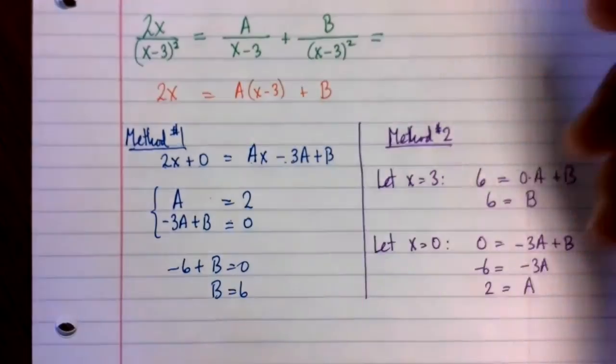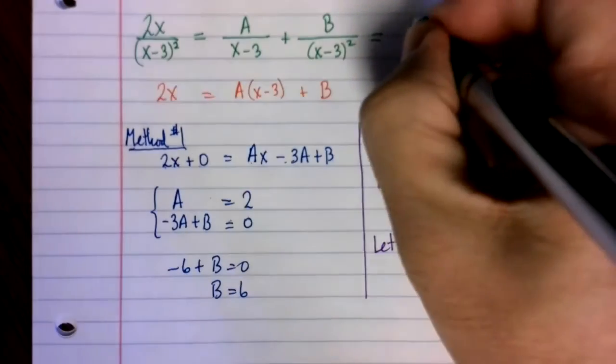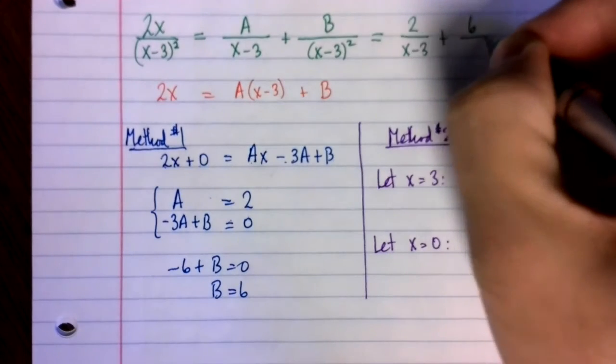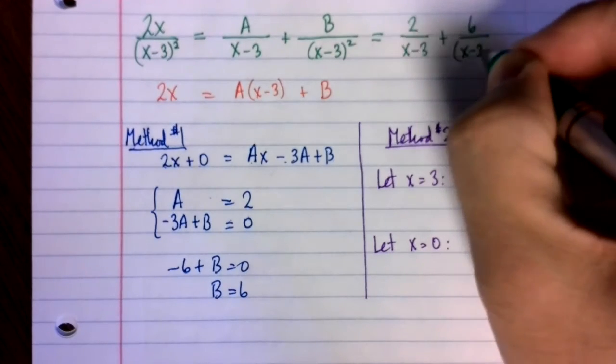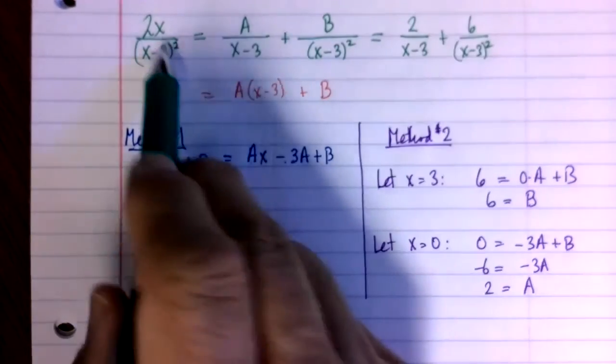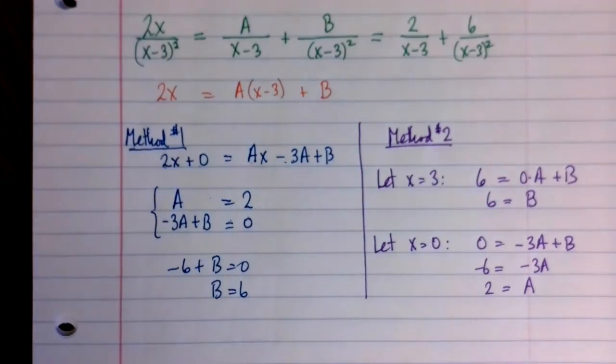And so my final answer is that the decomposition is 2 over (x minus 3) plus 6 over (x minus 3) squared. And this can be checked by getting a common denominator and confirming that these would combine to be 2x over (x minus 3) squared.